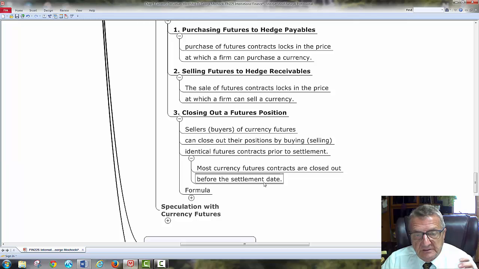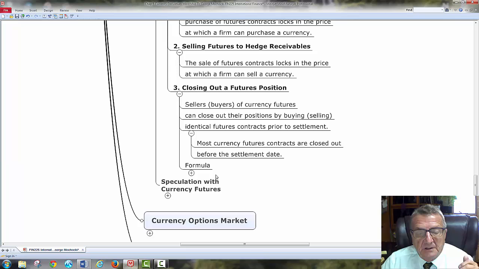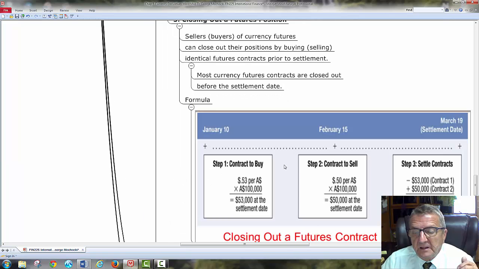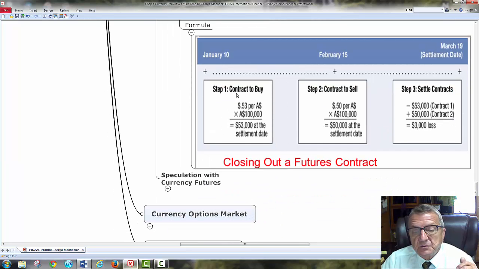It depends what's happening in the international financial market. And here's your formula. And you have the formula. I'm not going to go on closing out futures. Your contracts are buy, and it tells you the settlement date. You have everything you're looking at.